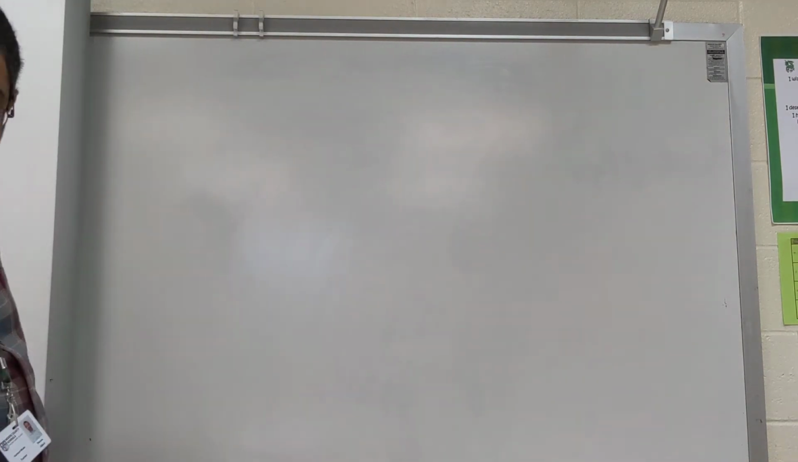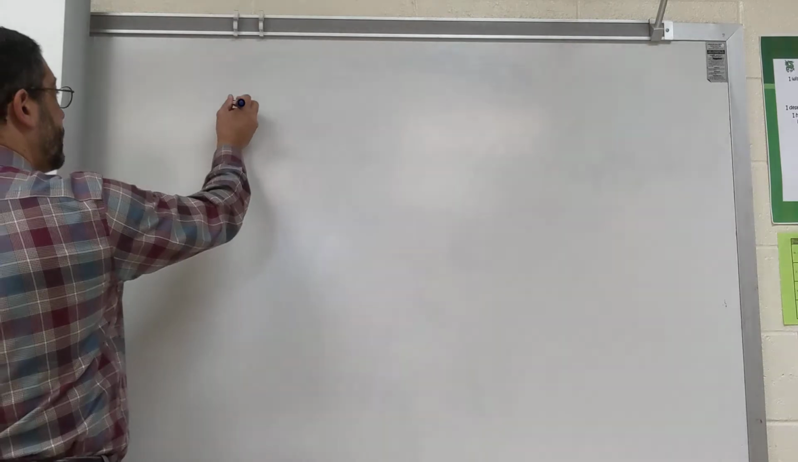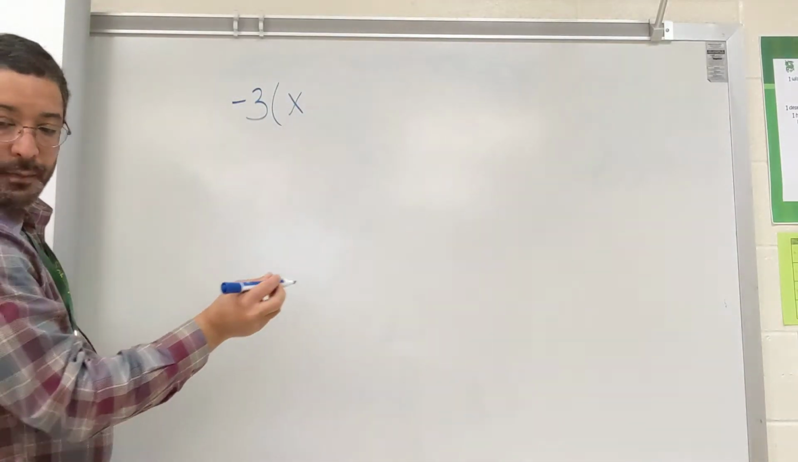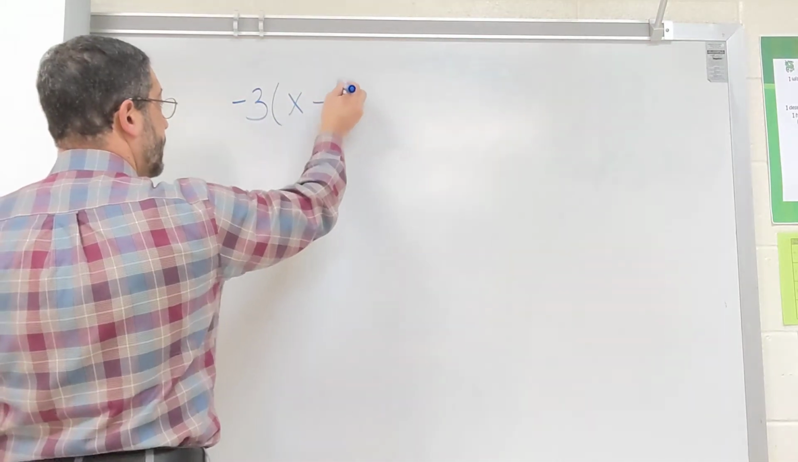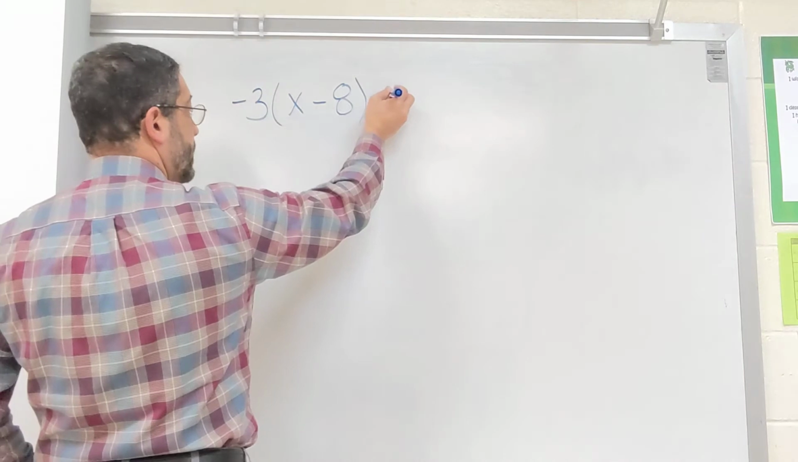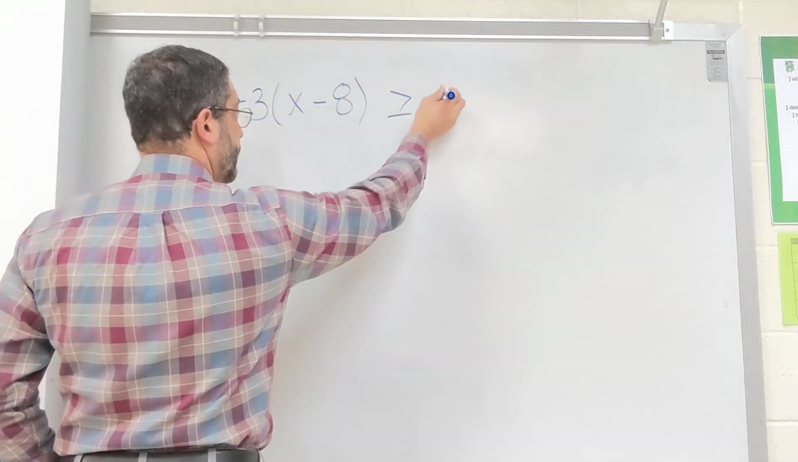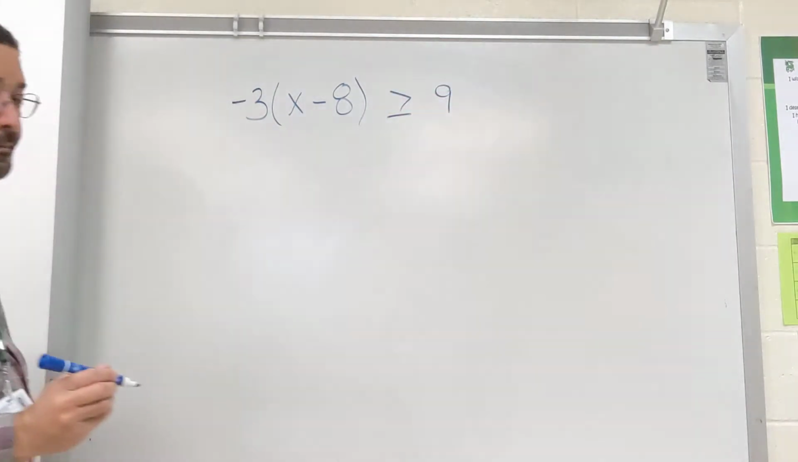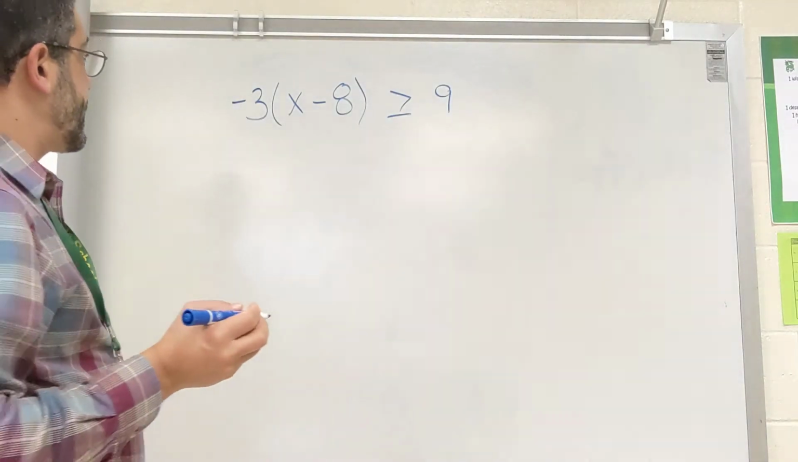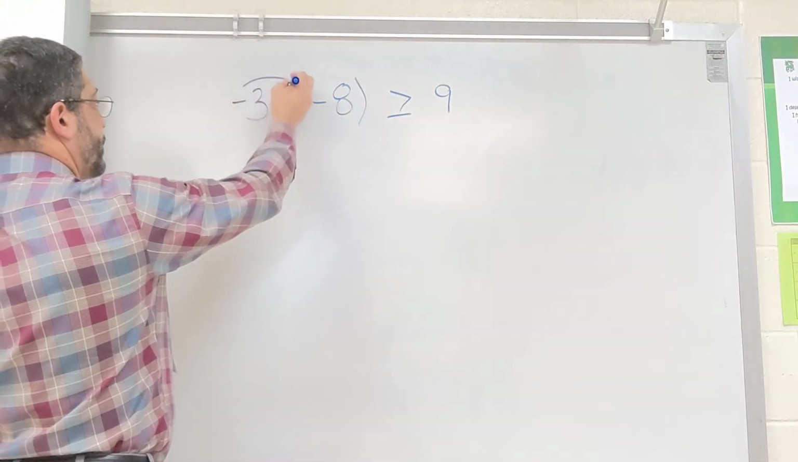All right, so here's the last one for the day. -3 times x minus 8. And this one's going to be greater than or equal to 9. Okay? So since I see parentheses, I'm going to distribute.